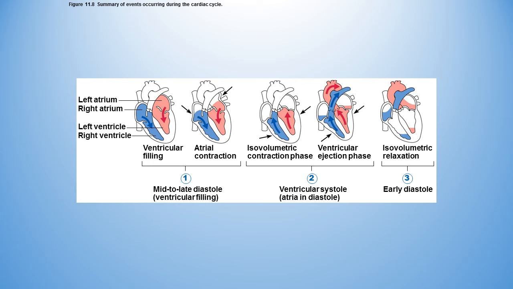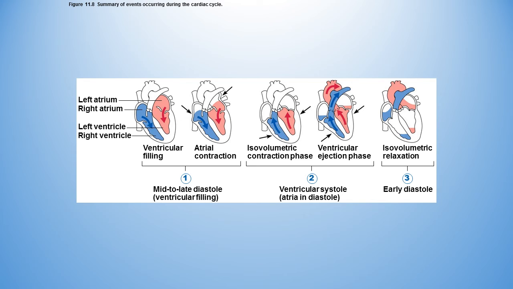That increased pressure is then going to trigger the semilunar valves to open. And that's when the ventricle is going to contract, and it's going to open the semilunar valves, pushing the blood from the right ventricle up to the pulmonary trunk and from the left ventricle to the aorta. So at this point now, the ventricles are contracting.